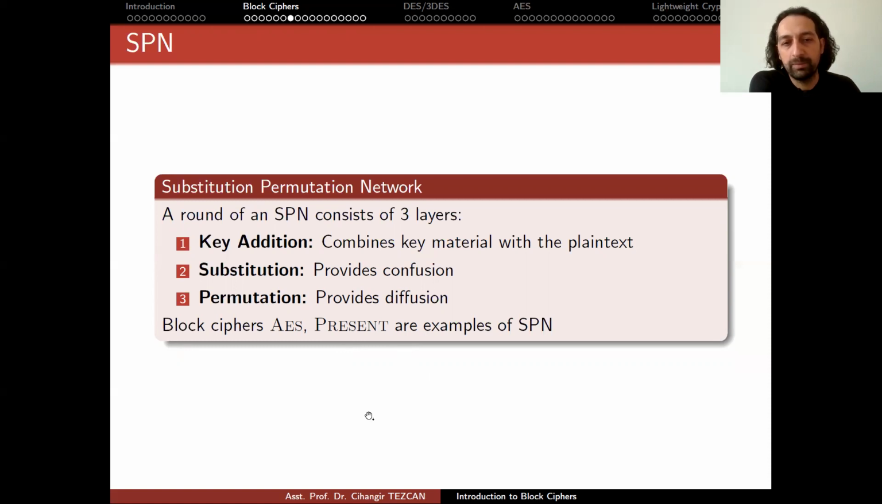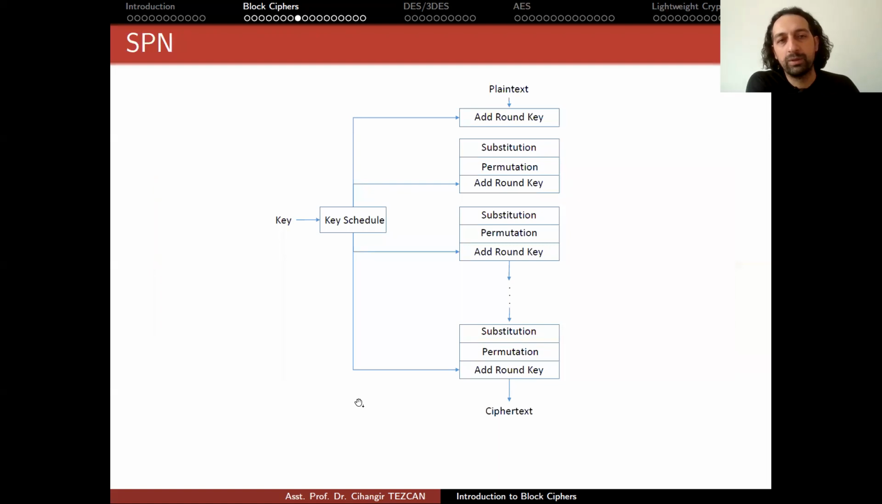The most famous examples that we can give are AES, which is like the most used block cipher in the world, actually the most used encryption algorithm in the world, so we will talk about it soon. PRESENT is also an ISO standard for lightweight cryptography, and we will also see the main idea behind it when we talk about lightweight cryptography. So the picture of an SPN is something like this.